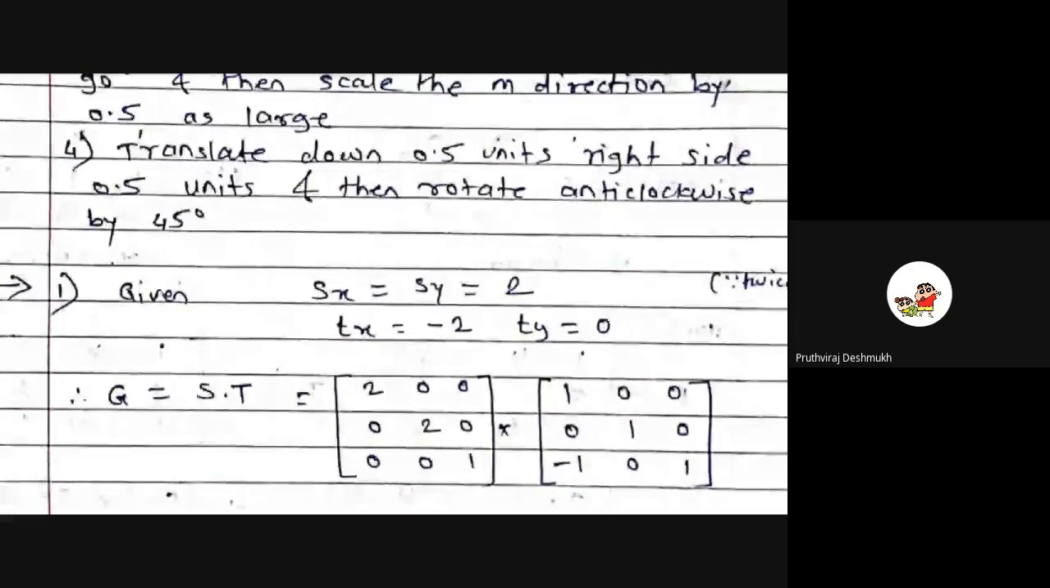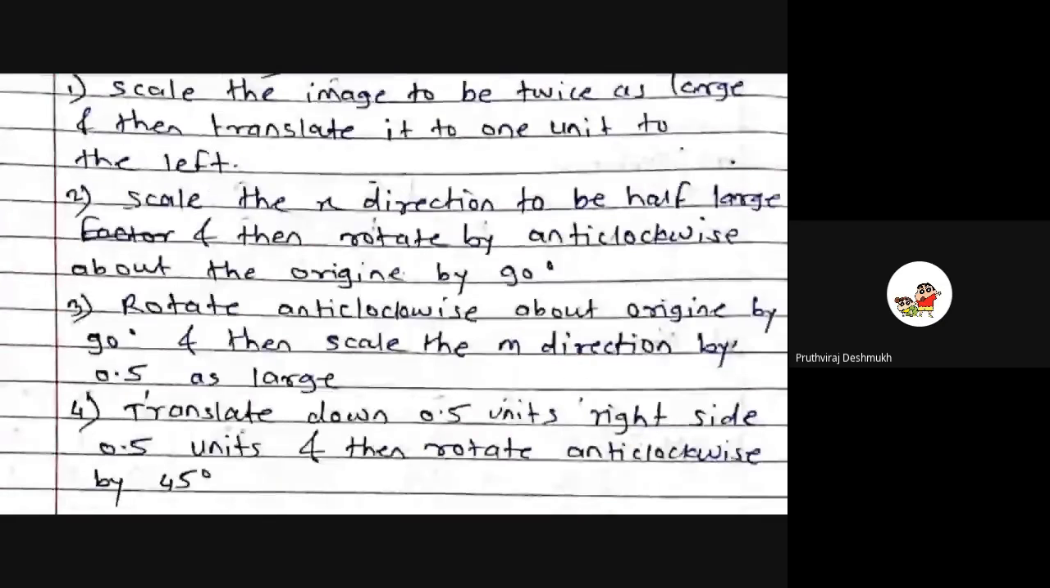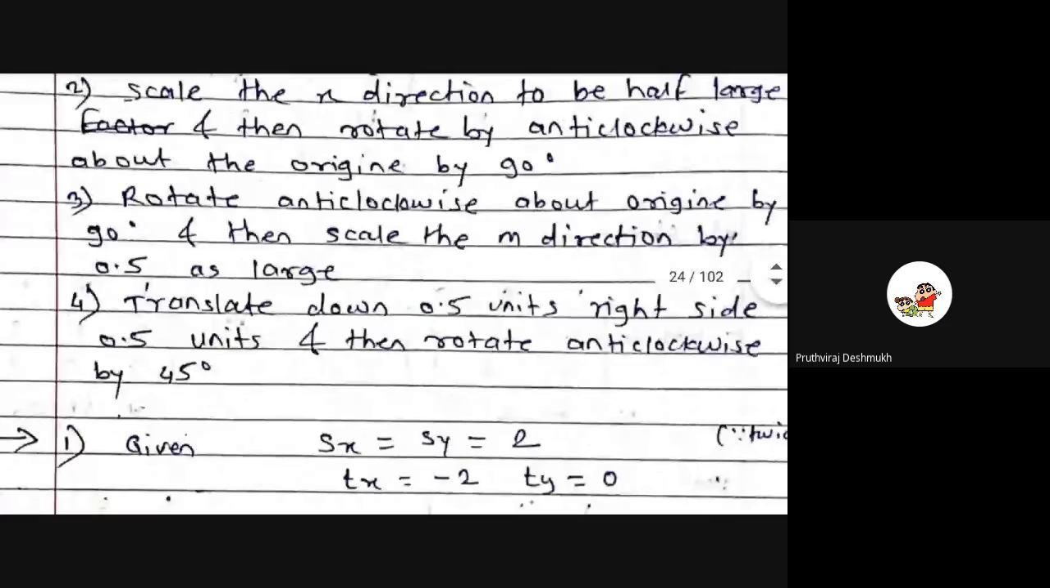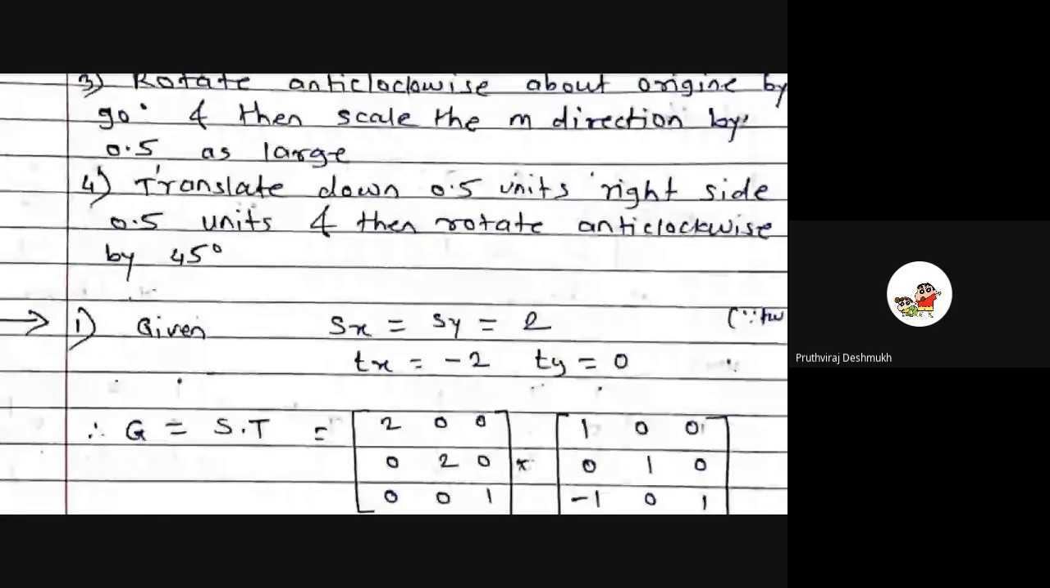Here friends, see our first statement is related to scaling, and the second statement is related to translation. Now we have to write the first matrix. What is the first matrix? Scale. Sx and Sy values are given. Sx is equal to Sy. What is the formula? The transformation matrix for scale is Sx 0 0, 0 Sy 0, 0 0 1.